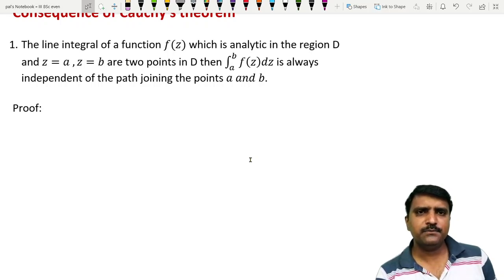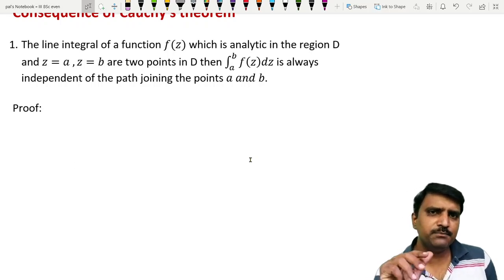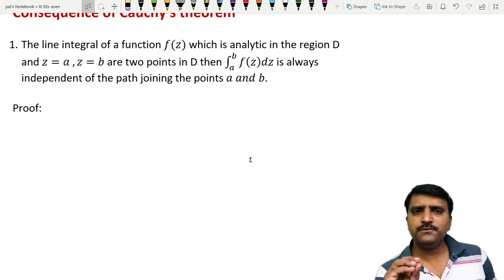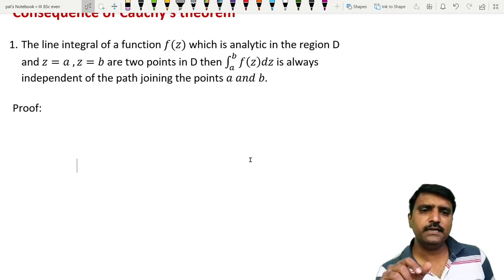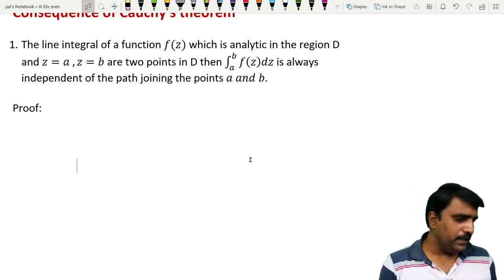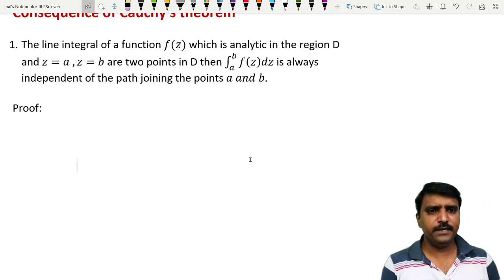As I discussed in some problems, when we change the path of integration, sometimes we get different answers. But you take any path between two points. If you take any two points, suppose P and Q are two points.